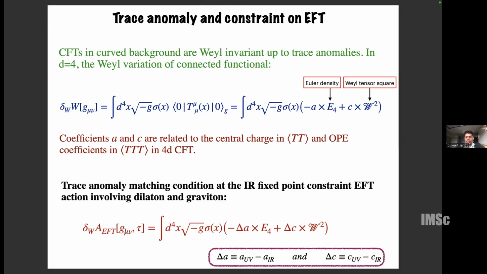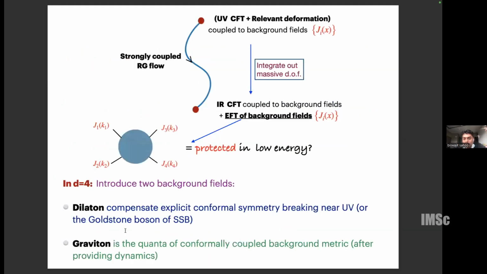Excuse me. Yes, please. Using this compensating dilaton field, you get rid of these terms, but what happens to the unitarity of the theory? Is it still preserved, or did it go out?